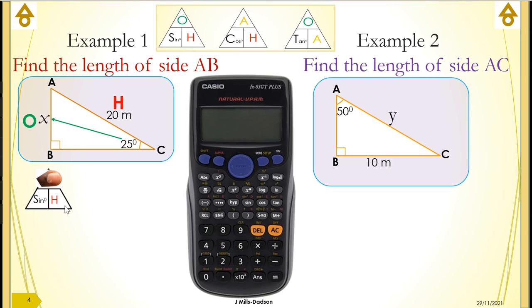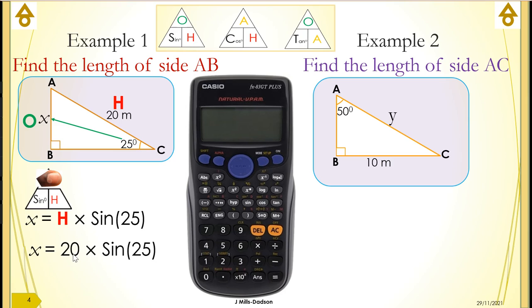And whatever is left, if it is on the same level, it means times. So that means sine of 25 times the hypotenuse will give you x. So x is equal to the hypotenuse times by sine of 25. And hypotenuse is 20 times by sine 25.